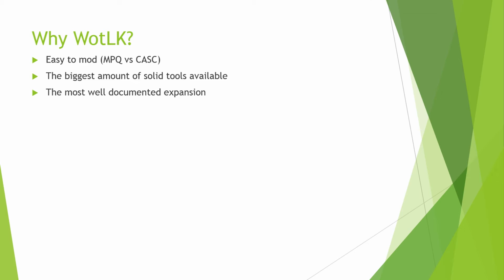Well, this might not be true. Maybe Burning Crusade or Vanilla is better documented, but its documentation is definitely better than the documentation of newer expansions. We've got a very stable server emulator. Trinity Core for 335A is definitely better than Trinity Core for Legion, let's say.